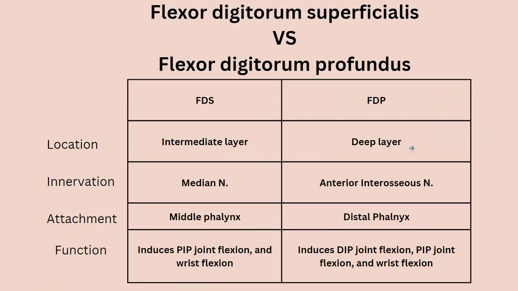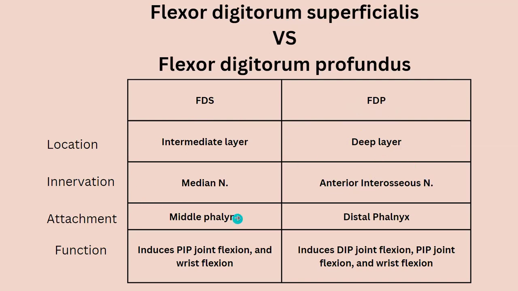Now, as a recap, here is an important table to differentiate between the FDS and the FDP, so the flexor digitorum superficialis and the flexor digitorum profundus. The location of the flexor digitorum superficialis is in the intermediate layer. Remember the rule of fives. The location of the flexor digitorum profundus is in the deep layer. The innervation of the FDS is the median nerve. The innervation for the FDP is the anterior interosseous nerve.